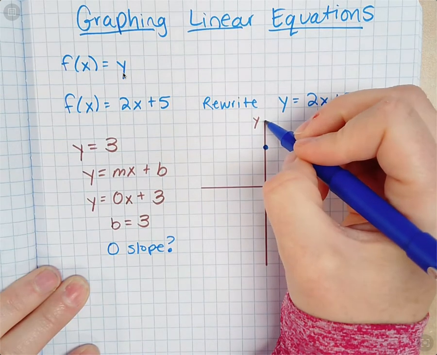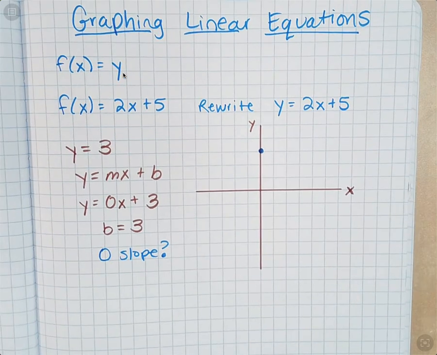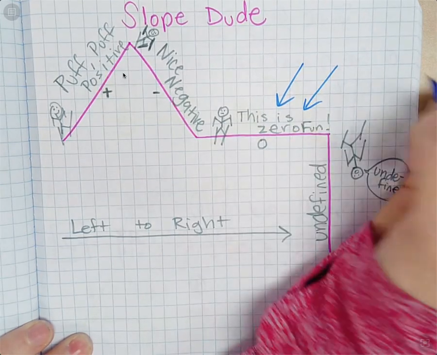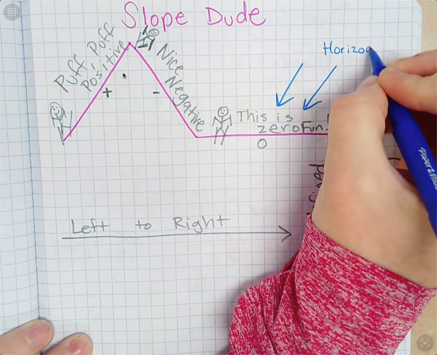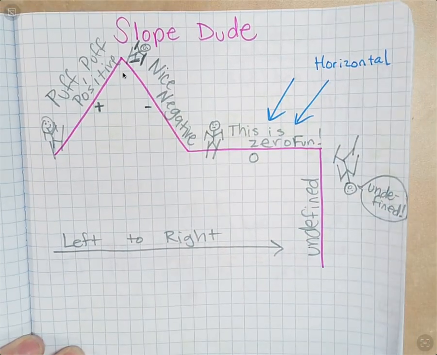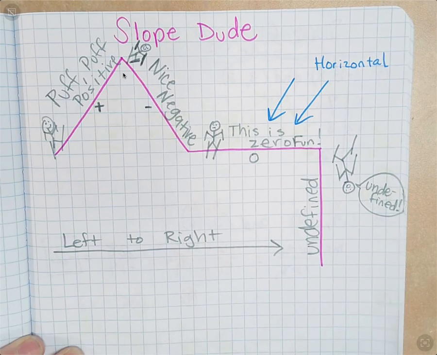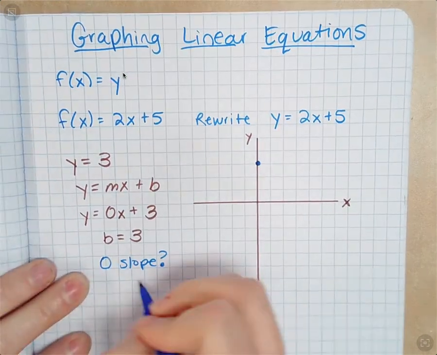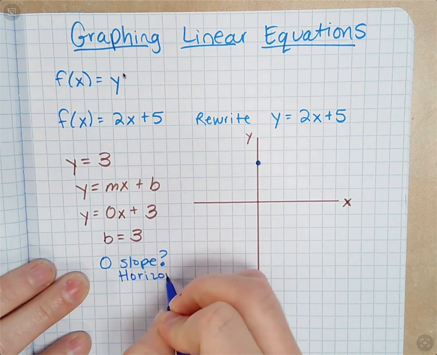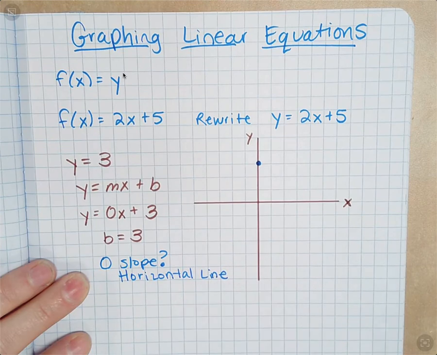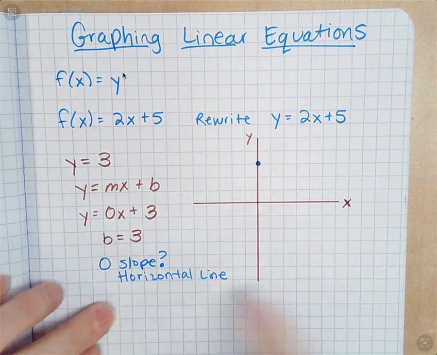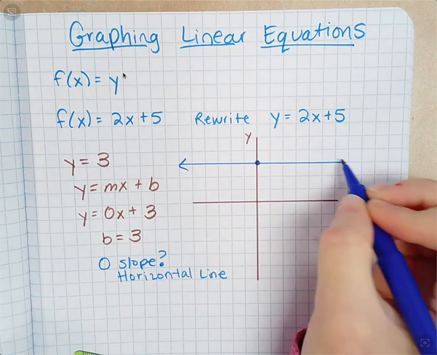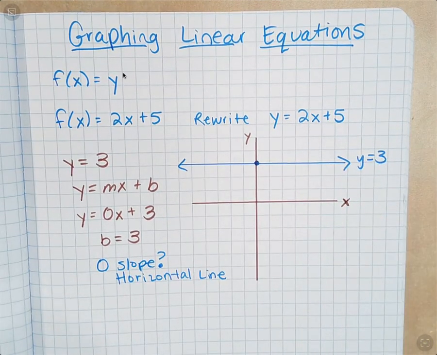But what kind of line? Remember slope dude? Where's 0? What kind of line is that? Horizontal. So 0 slope means it's a horizontal line. So 0 slope, horizontal line. So once we find our y-intercept, draw a horizontal line. And that is our line, y equals 3. Let's label it.